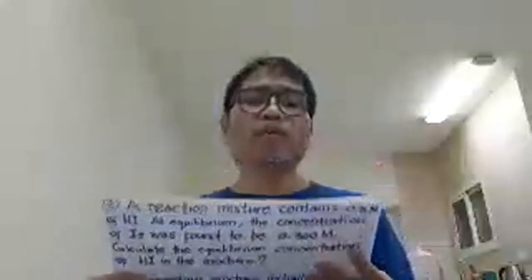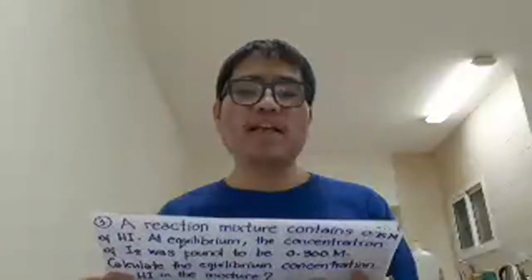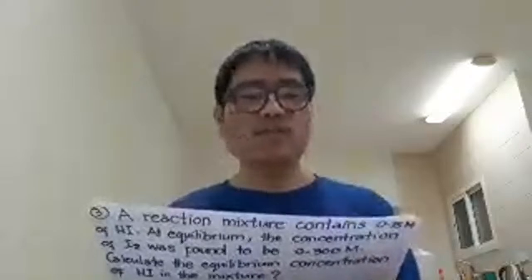Now I will read. 2.523 grams of hydrogen gas and 200 grams of bromine gas are placed in a 450 mL reaction vessel. Calculate the equilibrium concentration of HBr, meaning hydrobromic acid, in the reaction vessel at 500 Kelvin. The equilibrium constant of the concentration is 400.